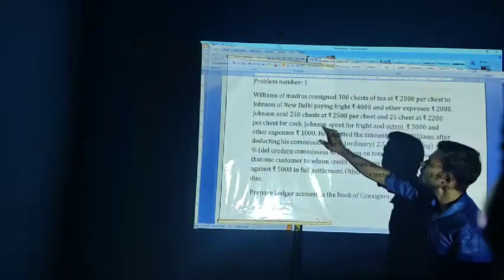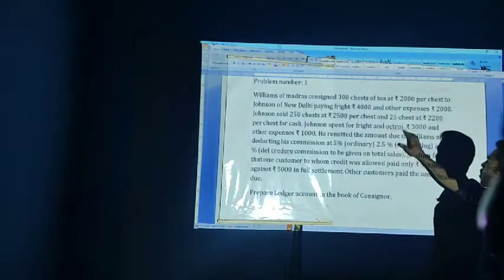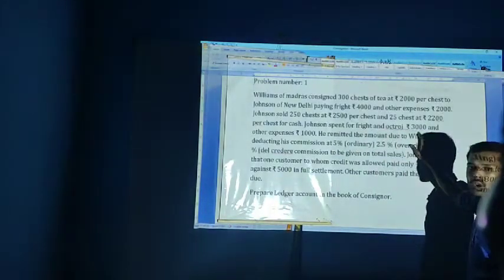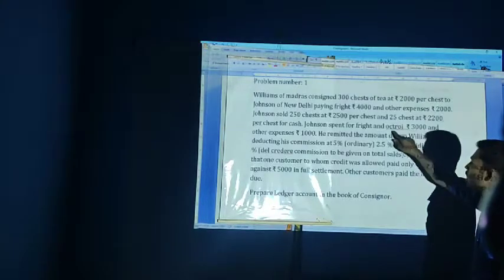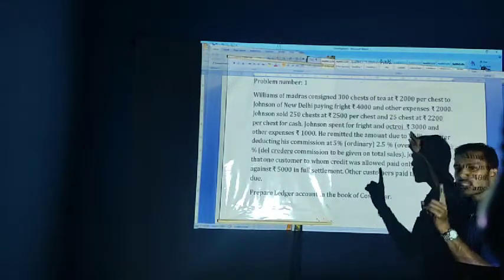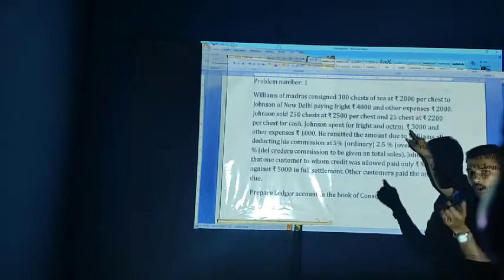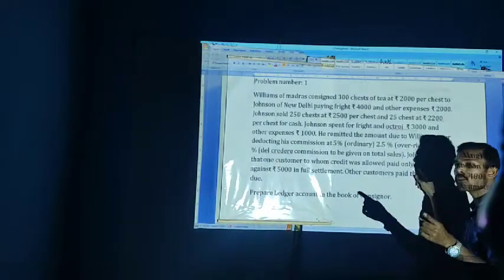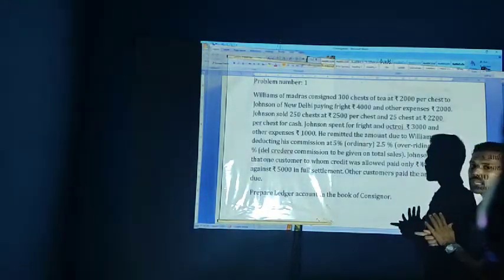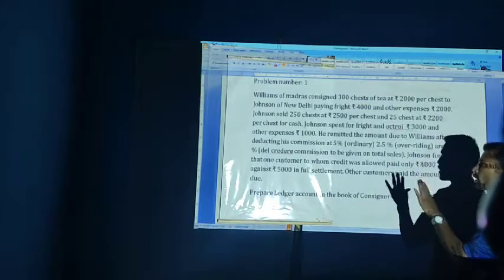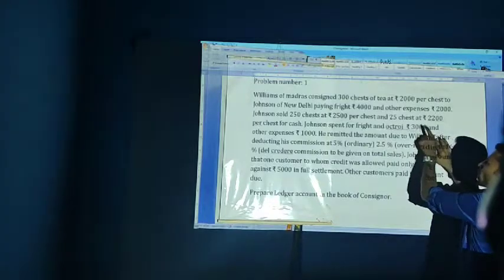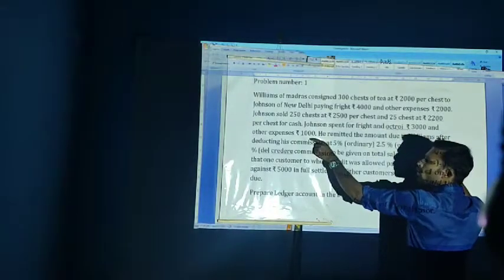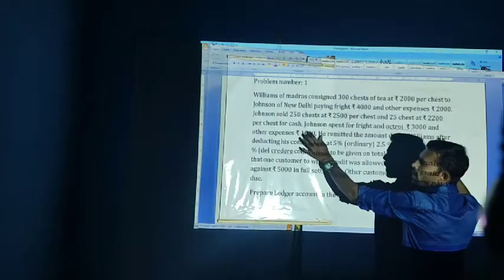Now Johnson spent 3000 for freight and upkeep. This is what we call the non-recurring expenses of the consignee. First take these non-recurring expenses of the consignee in step number 1, and both non-recurring and recurring expenses of the consignee will go in the consignment account and the consignee account. Next one, in step number 1, 3000 and 1000, totally 4000 as expenses.